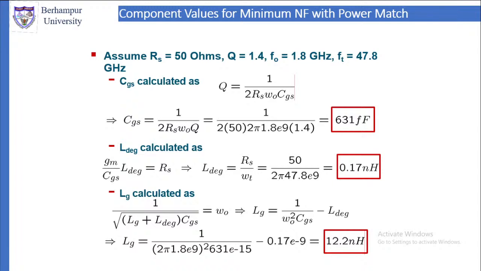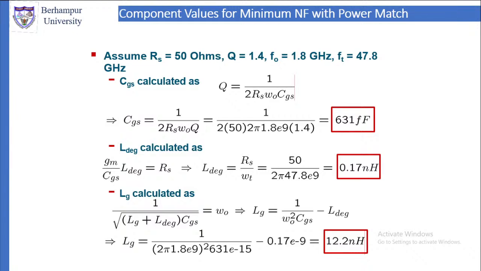Then L degenerated will be calculated as GM by CGS, which is ωT, times L degenerated equal to RS. So L degenerated = RS / ωT, that is 50 / (2π into 47.8 into 10 to the power 9). So that is equal to 0.17 nanohenry.